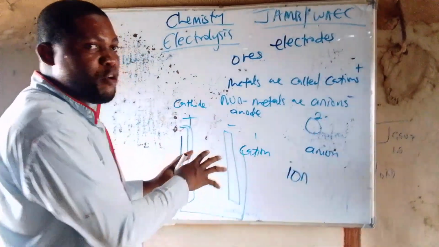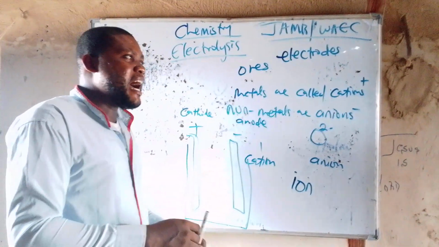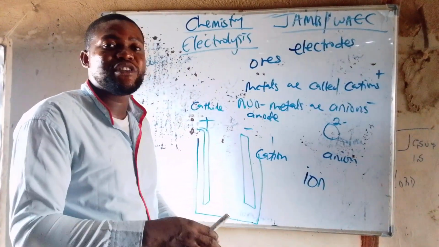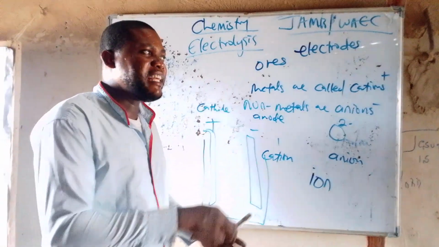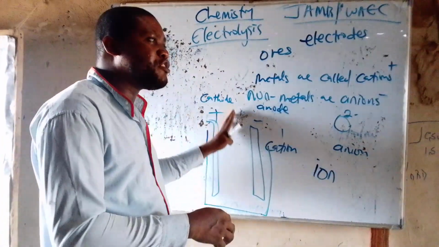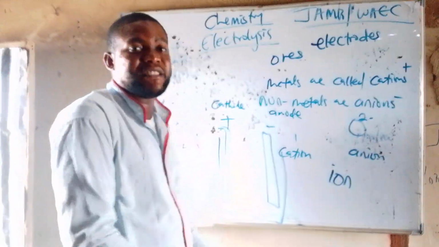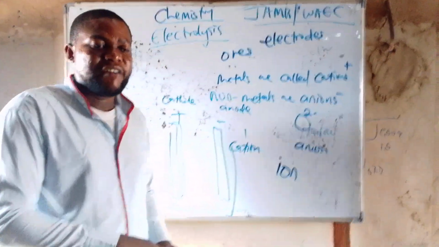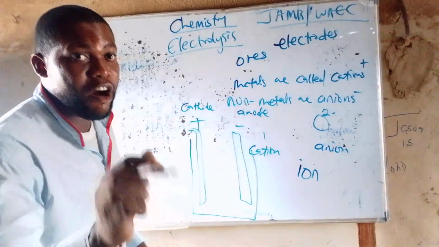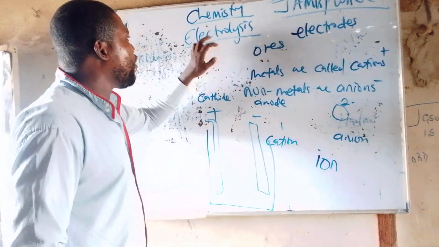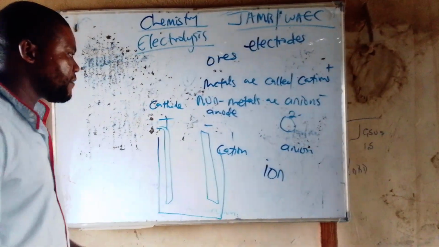So whenever you want to purify them, for example, I extracted zinc, and the zinc that I extracted was found with its impurities. In that case I need to do what they call electrolysis, to look for how I can separate my zinc or my iron from its impurities. I will use this method in doing that.